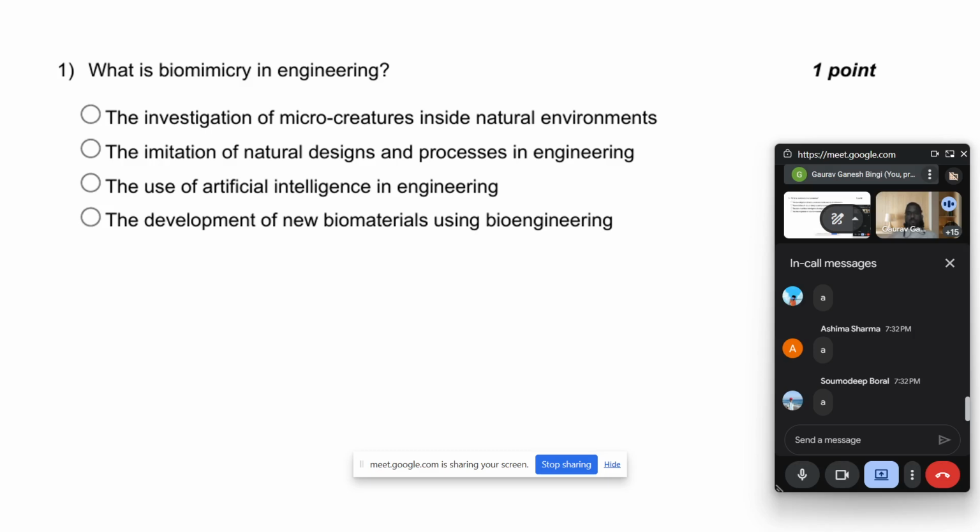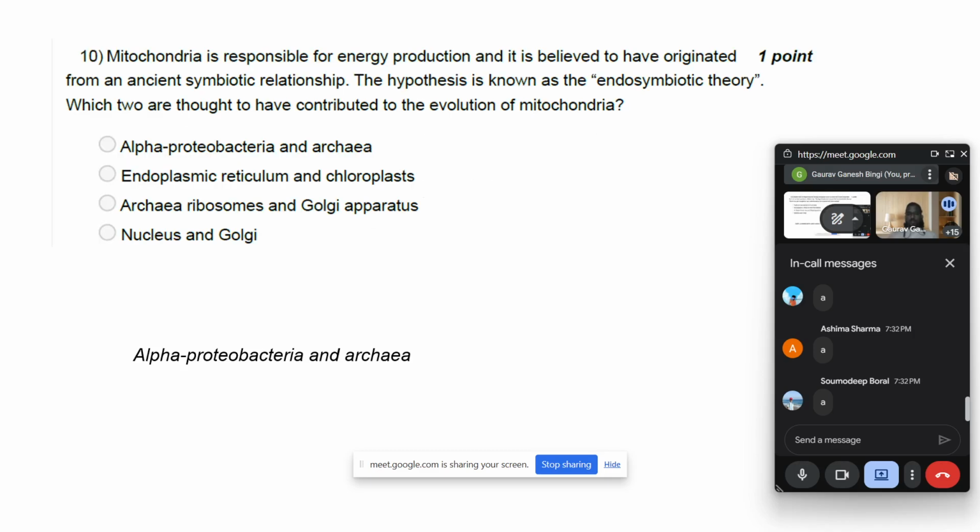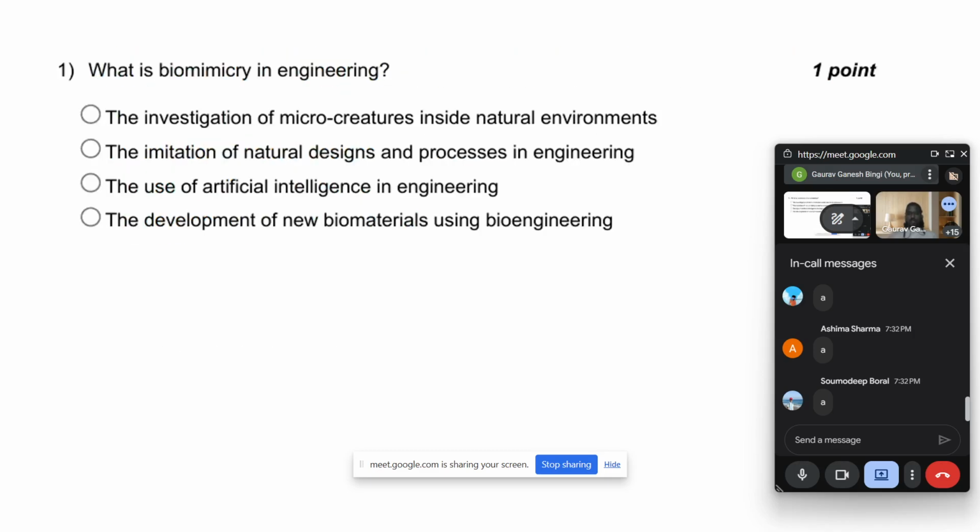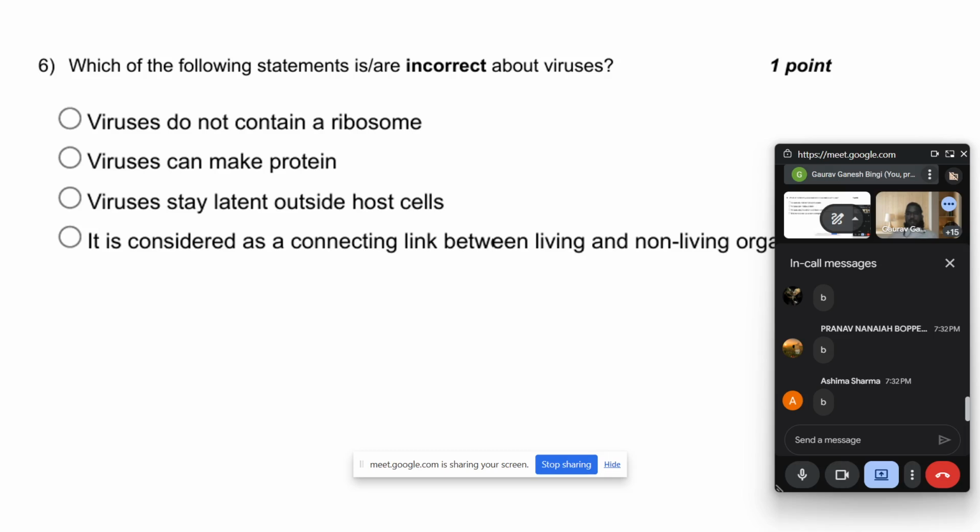What is biomimicry in engineering? So this was one of the assignments. This was some other assignment also, from previous years. So what is biomimicry engineering? We did discuss what biomimicry is. It's imitation of natural designs and processes in engineering. Yes. Which of the following statements are incorrect about viruses? Yes, it's B.